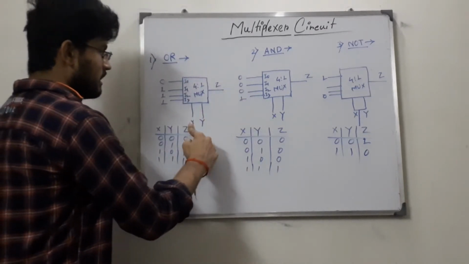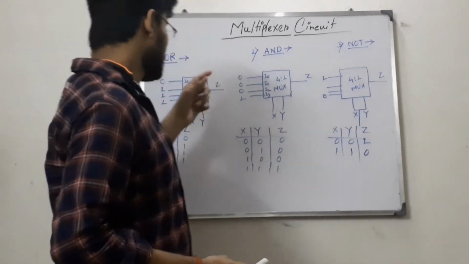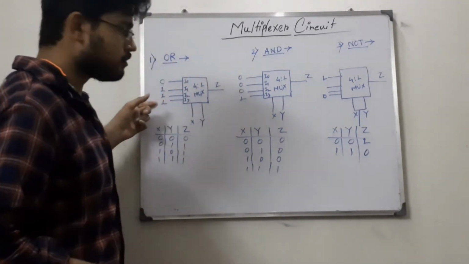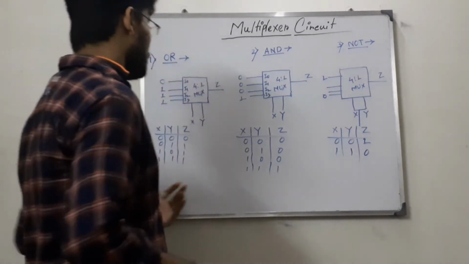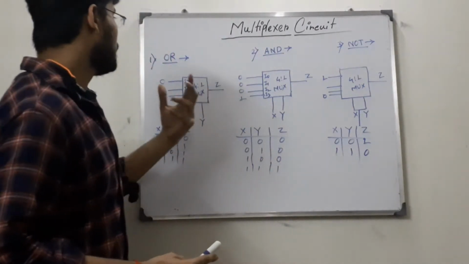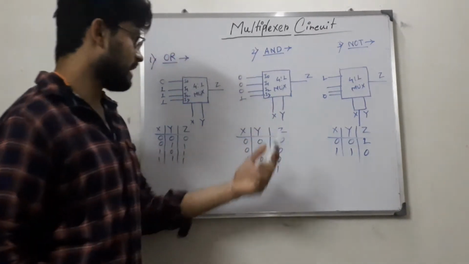If we give 1 1 as select lines X and Y here, then we will get I3 as output, and I3 is equal to 1, so we will get 1 as output. So this holds the properties of OR gate. This is the conversion of OR gate using the multiplexer. Similarly, for AND gate, we know the truth table.